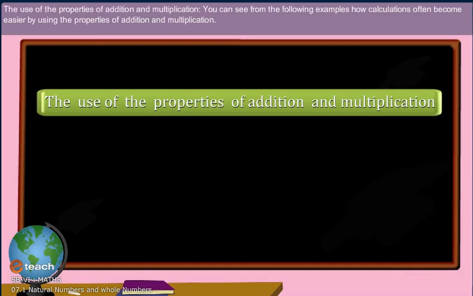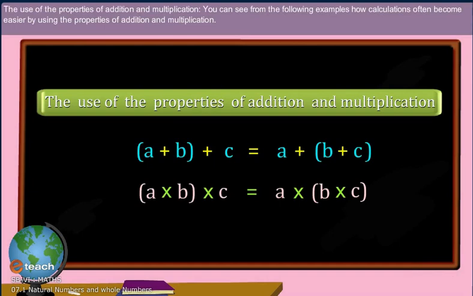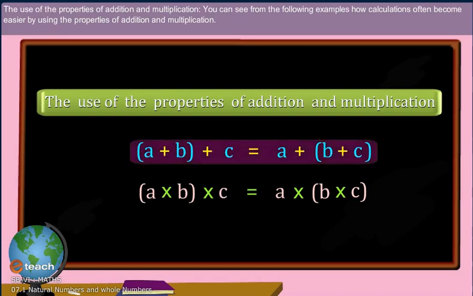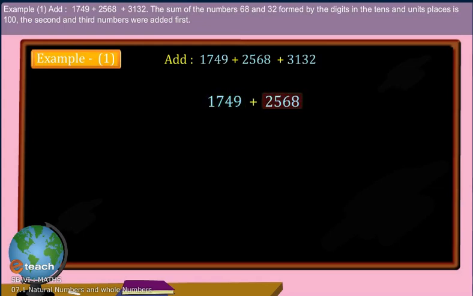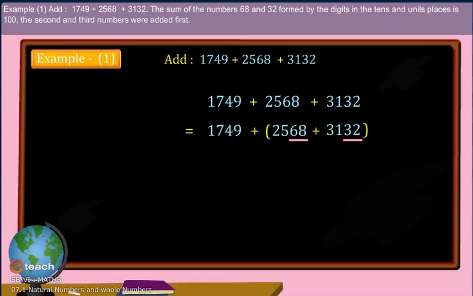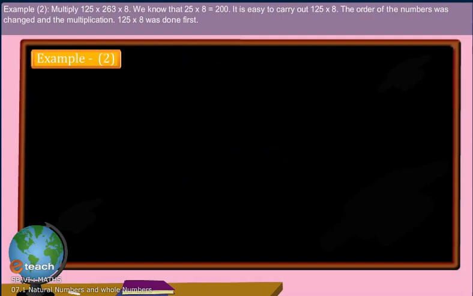The use of the properties of addition and multiplication. You can see from the following examples how calculations often become easier by using the properties of addition and multiplication. Example 1. Add 1749 plus 2568 plus 3132. The sum of the numbers 68 and 32 formed by the digits in the tens and units place is 100. The second and third numbers were added first.